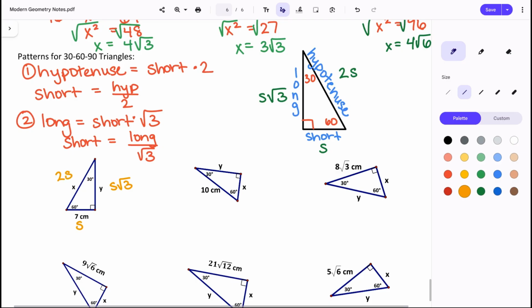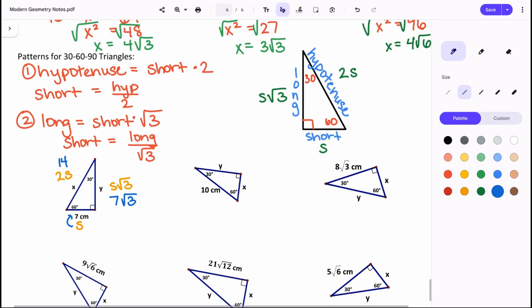Good. Okay, so since you know S is 7 here, what's Y going to be? What's the Y side? Good, 7 square root of 3. And what's your X side going to be? Good, 14. You just take 2 times 7. That's way faster than using Pythagorean's theorem, don't you think? So now that we have this pattern, let's continue to use it here to help us find these other ones.